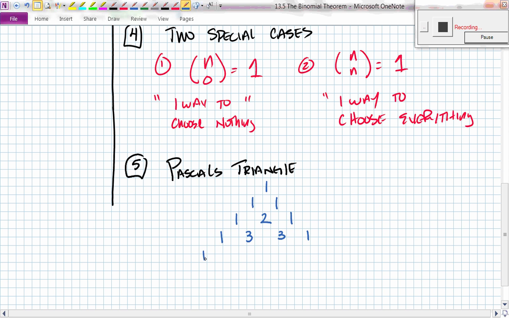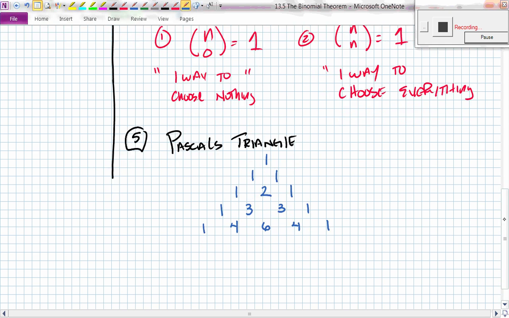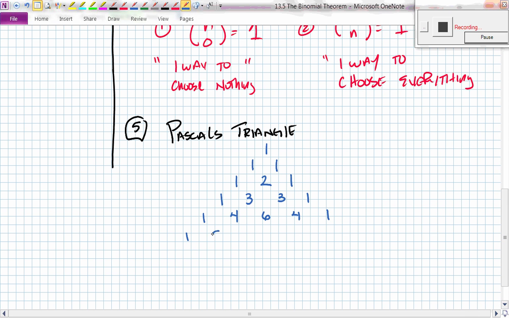Here's the next row. 1, 4, 6, 4, 1. Raise your hand if you see the pattern. Oh, only 2 people. We went down. Okay, I'll give you one more. The next row: 1, 5, 10, 10, 5, 1.